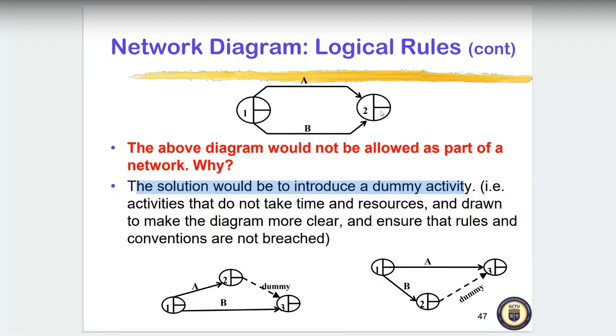They are using the same head, so it violates the rules. What we have to do is make one of them a dummy activity. So we can make either A or B a dummy activity. The solution would be to introduce a dummy activity, that is, activities that do not take time and resources, and are there to make the diagram more clear and ensure that the rules and conventions are not breached.